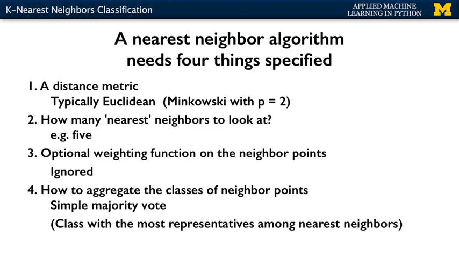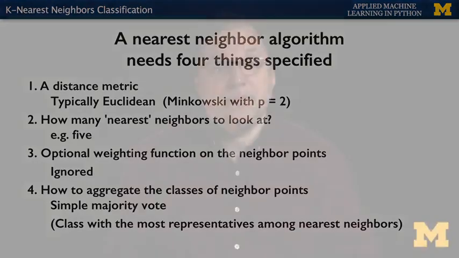We might choose to use the 5 nearest neighbors, let's say, for our choice of k. And we might specify that there's no special treatment for neighbors that are closer, so we have a uniform weighting. Also, by default, scikit-learn will apply, for the 4th criterion, a simple majority vote, and it'll predict the class with the most representatives among the nearest neighbors.